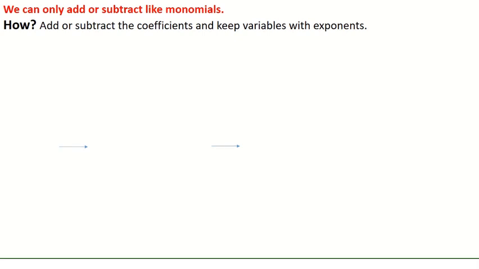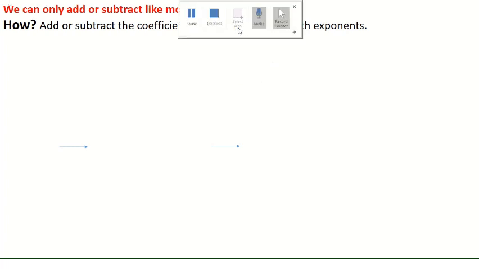Now, how can we add or subtract like monomials? We've already learned the meaning of like monomials. So now we are going to learn how to add them or subtract them. It's very easy. We only add or subtract the coefficients of the like terms. So we keep the variables with the exponents as they are, and then we add or subtract the coefficients.